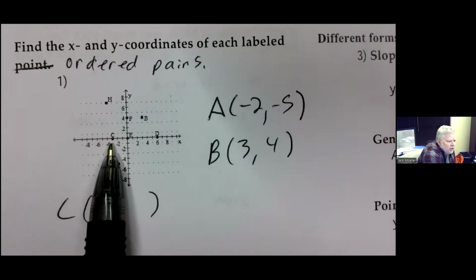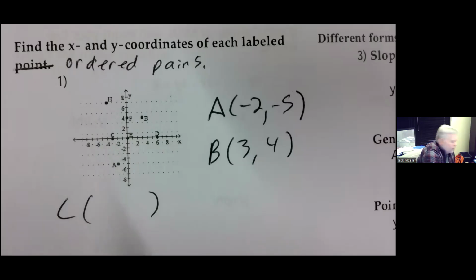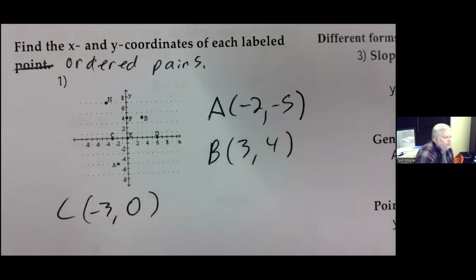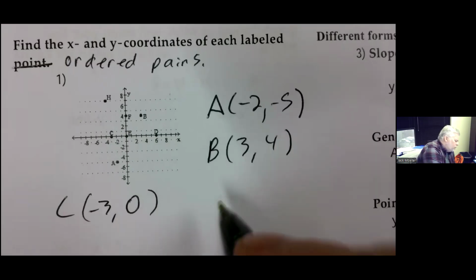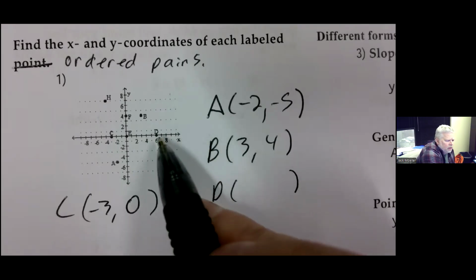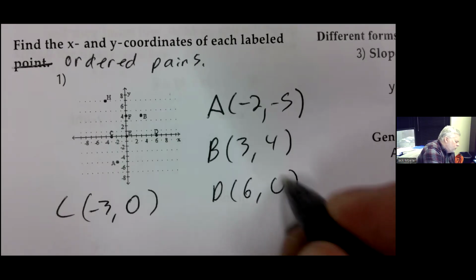So on C, what are the coordinates of that point? Well, we went left 3. We didn't go up or down. So x is -3, y is 0. Similar idea with D, but now we're going to the right. We're going right 6, and then nothing up and down. So that would be 6, 0.